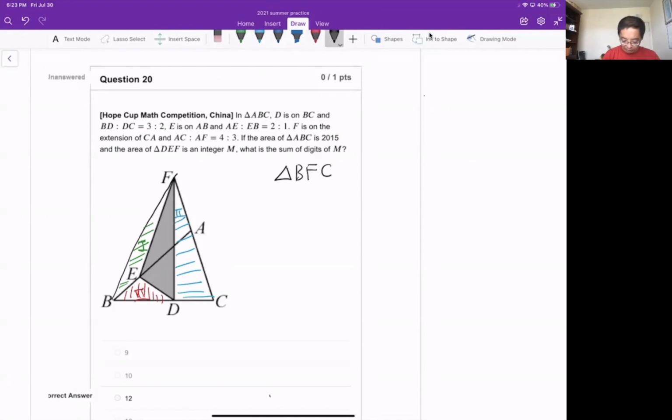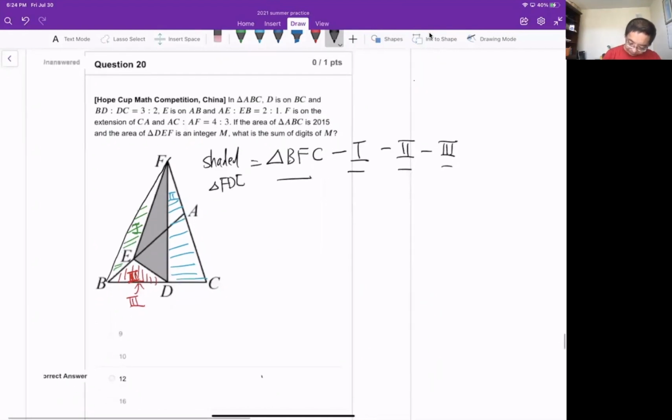So the shaded triangle, which is FDE, is the triangle BFC minus the part 1 triangle, minus the part 2 triangle, minus the part 3 triangle. What we need to do is calculate all of them, so here we have 4 of them. First, let's calculate the whole area of BFC.